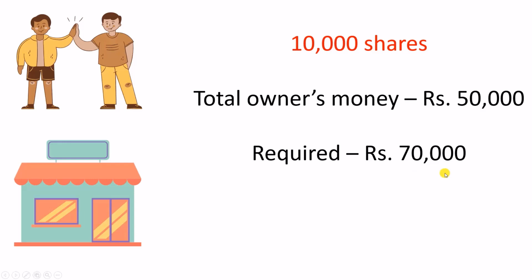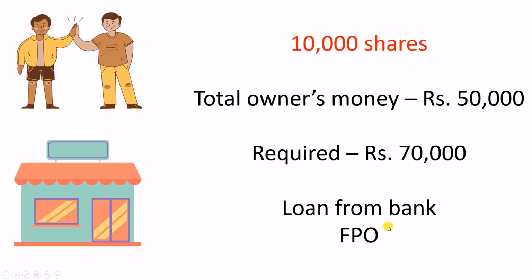Now they have options. One is to take a loan from the bank. If the company takes a loan from the bank, then it has to pay interest, correct? This is called debt. So it has to pay regular interest to the bank. So it decides it doesn't want to take a loan from the bank.